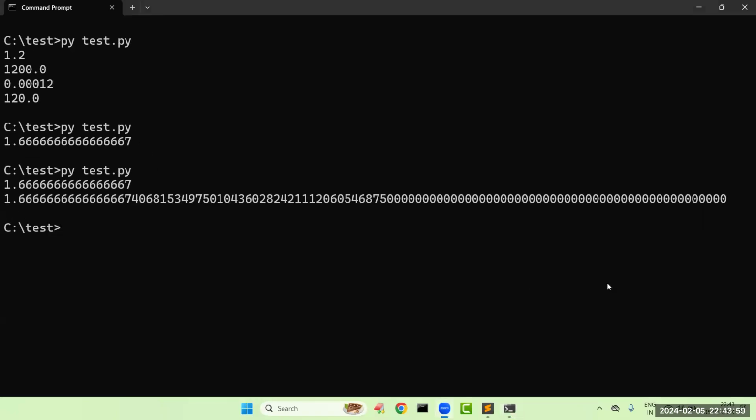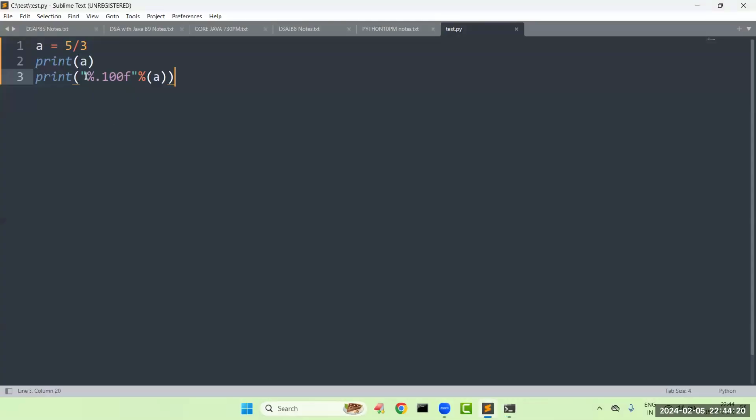No, it is not correct actually. The last digits are actually wrong. Maybe, sir, 5 by 3, this is the exact value. I think so. No. If you do 5 by 3, it is always 1.66666 only. Every time there is some approximation. It will calculate automatically and always return an approximate value.